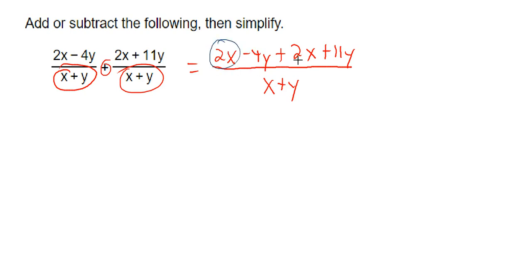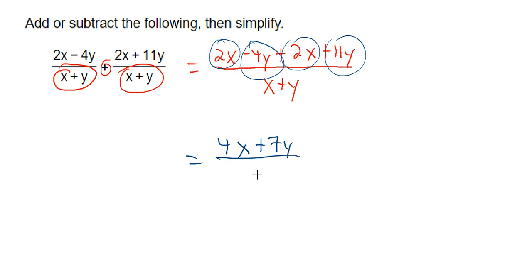So now I'll go ahead and combine like terms. We have 2x plus 2x, which will be 4x. We have negative 4y plus 11y, which will be positive 7y, over x plus y. Remember our training from section 5.1. You cannot cancel out terms. You can only cancel out factors.